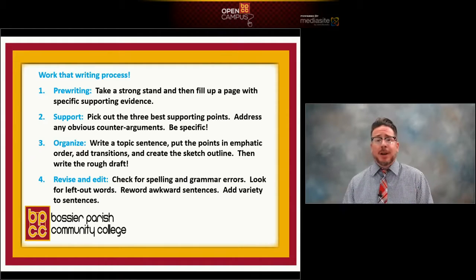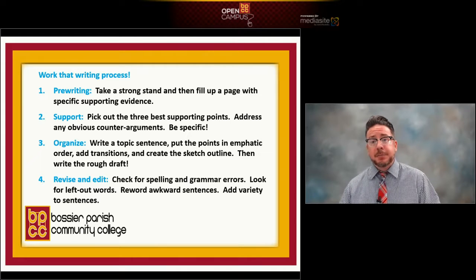So we got to work that writing process. Let's go through the 4 steps in the writing process. Pre-writing: you're going to take that strong stand and fill up a page with supporting evidence using whichever pre-writing technique works for you. Then you're going to pick out your best 3 supporting points and address any obvious counter arguments. Be specific.